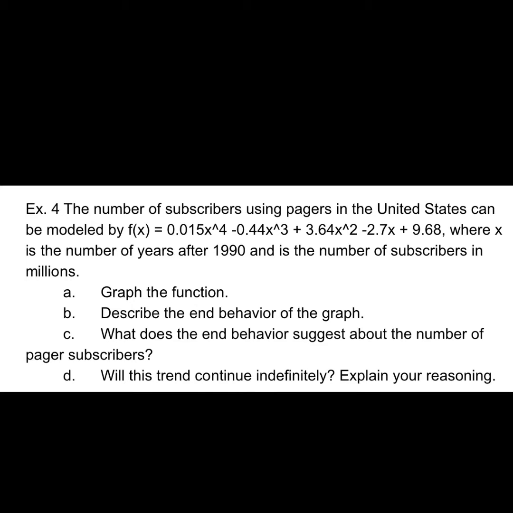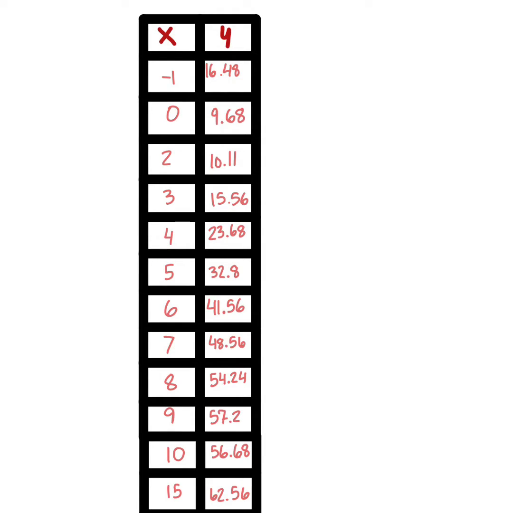A. Graph the function. B. Describe the end behavior of the graph. C. What does the end behavior suggest about the number of pager subscribers? And D. Will this trend continue indefinitely? Explain your reason. For A, you construct a two-column table labeling one column x and the other y.